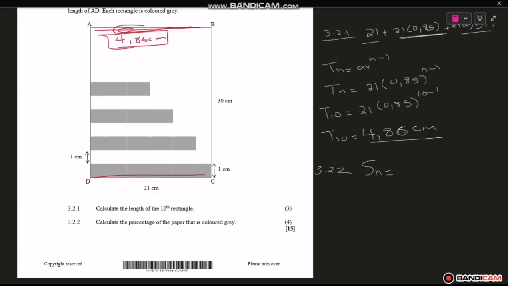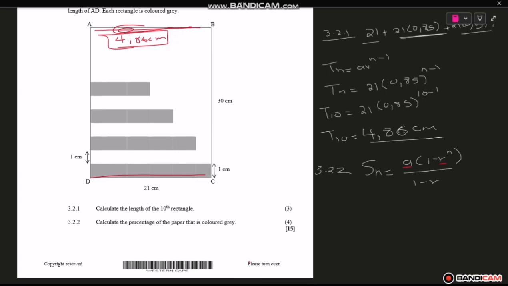Therefore, we're going to use Sn equal to a1 times (1 minus r^n) over 1 minus r. Why? Because when we combine these things, they form what? A geometric series. I hope that makes sense. Okay, therefore we do have the value of a, as we know. Let me just show it. And we do have the value of r.